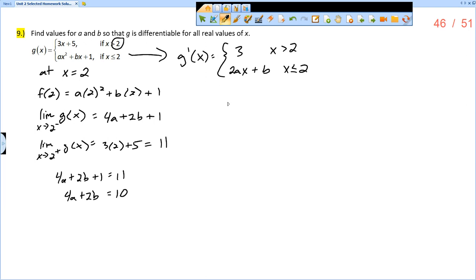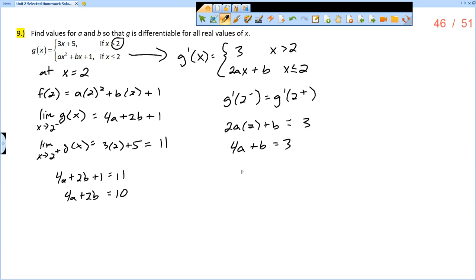All right. And so we want to set g prime of 2 from the left equal to g prime of 2 from the right so that this thing is differentiable. All right. So what is g prime of 2 from the left? That would be plugging 2 in for x to the bottom piece. So 2a times 2 plus b. And then we need to set that equal to g prime of 2 from the right, which would just be 3. And so in other words, we get 4a plus b equals 3.